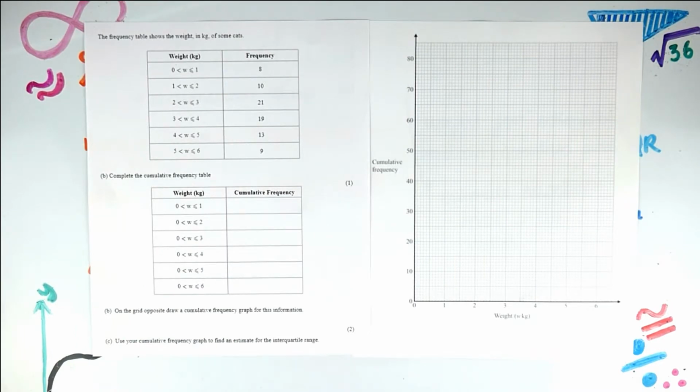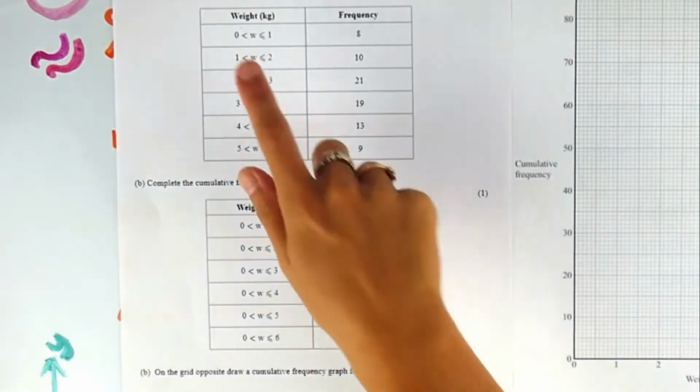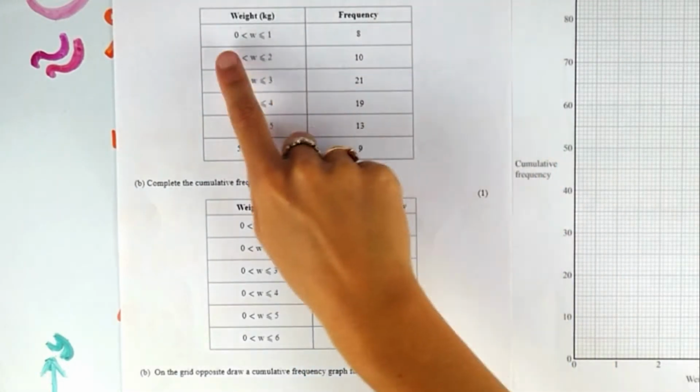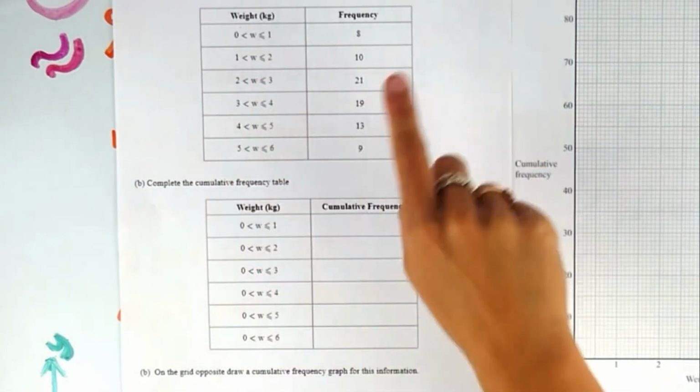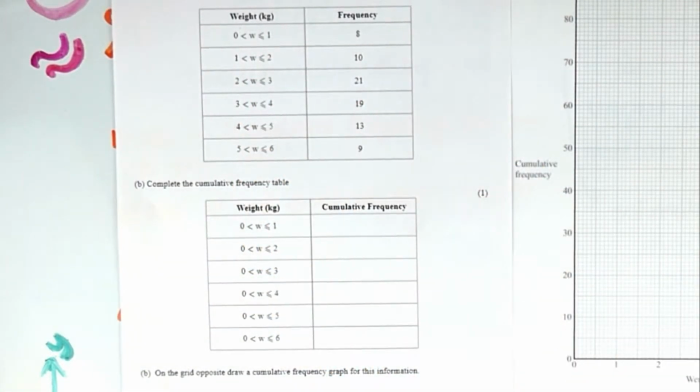So here's our first example. The frequency table shows the weight in kilograms of some cats. So we have the weight and the frequency. There were 8 cats weighing between 0 and 1 kilogram. There were 19 cats weighing between 3 and 4 kilograms, that type of thing. Part B: complete the cumulative frequency table. So this is basically doing step 1 for us.